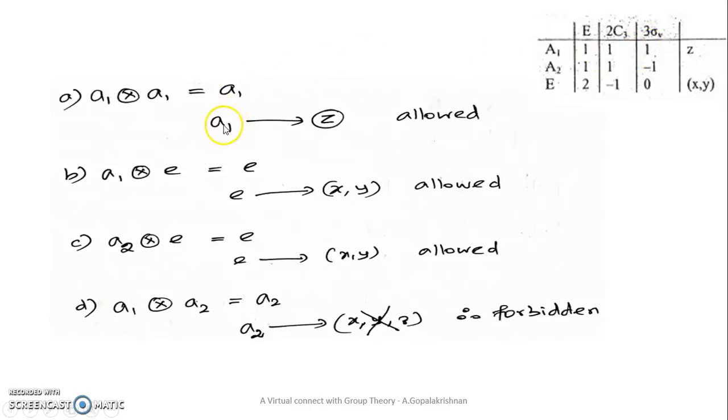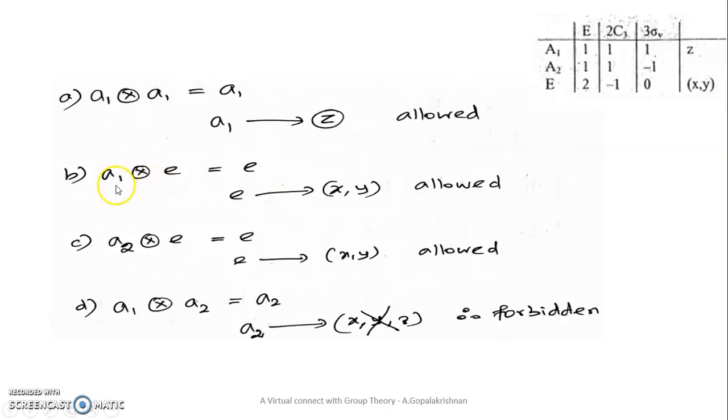Okay. And now see along A1, see the column number 3. Along A1 in column number 3 we have Z. Okay. Whenever X or Y or Z is present, then that transition is allowed. So A1 to A1 transition is allowed in C3V point group.